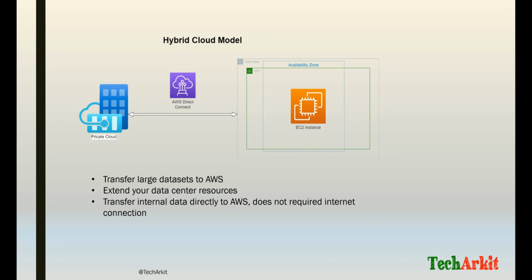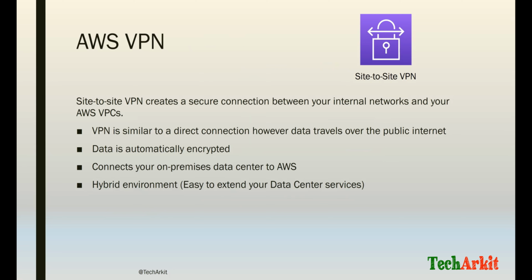That way this is more helpful for extending your hybrid cloud model. Extend your data center resources, so maybe you can spin off resources on AWS. Then there is another option: transfer internal data directly to AWS, which does not require an internet connection. Here no internet connection is required because this is a direct connectivity between your data center and AWS.